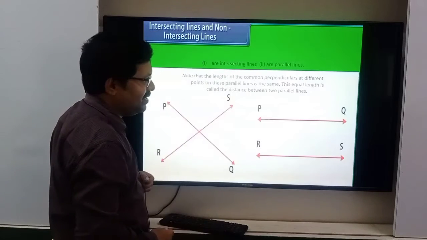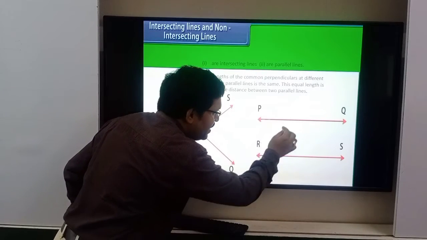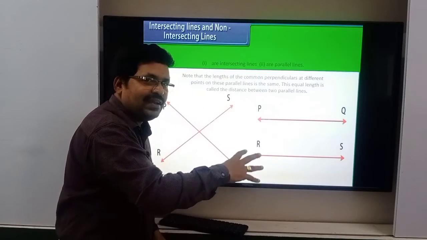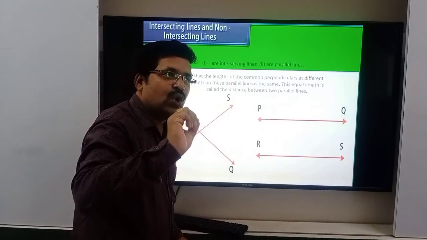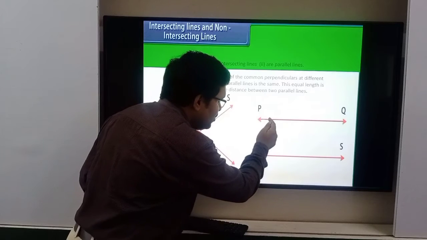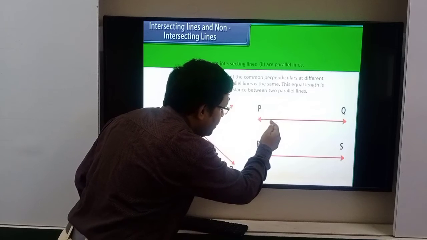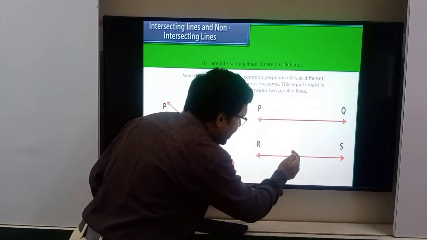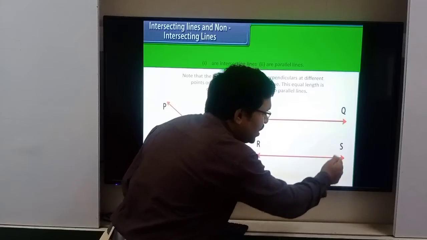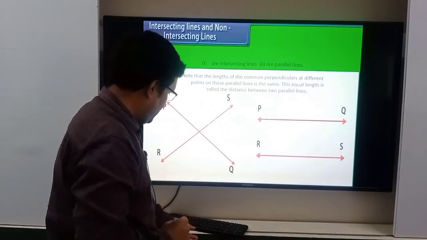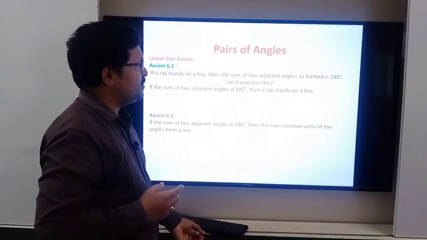Non-intersecting lines are parallel lines, and the distance between two parallel lines is always equal. When you draw the perpendiculars from one parallel line to the other parallel line, those will be equal. That much you should understand from this.